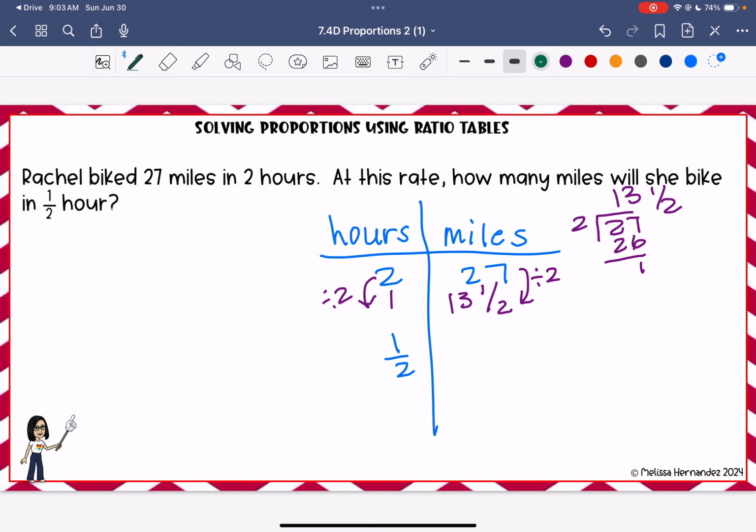So we're still not to half, but we are at 1. And we know if we divide that by 2, we get half. So now we have to divide 13 and a half by 2. So for this one, I'm actually going to convert the 13 and a half to 27 over 2, and we're dividing that by 2. But when you divide fractions, you have to multiply by the reciprocal.